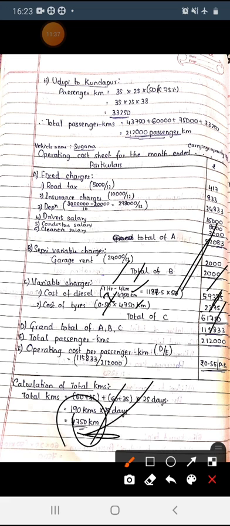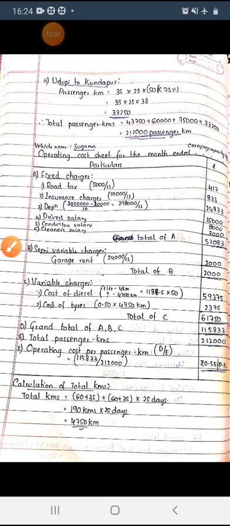Passenger kilometer is already calculated, right? 2,12,000, right? Now operating cost per passenger kilometer is nothing but total cost divided by passenger kilometers. Total cost 1,15,833 divided by 2,12,000, that is 0.55 per passenger kilometer. Okay, now the first one is over, right? Required to compute the cost per passenger kilometer of operating the bus, that is over.